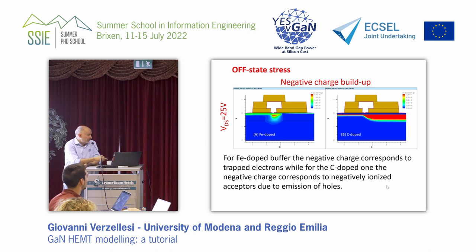So the charge build up is in a completely different region of the buffer: a very limited region under the gate for the iron doped device, and a much larger region extending through all the gate to drain access region for the carbon doped. And this is, according to our understanding, the main reason why current collapse and dynamic Ron effects are much larger in power devices doped with carbon than in devices doped with iron.